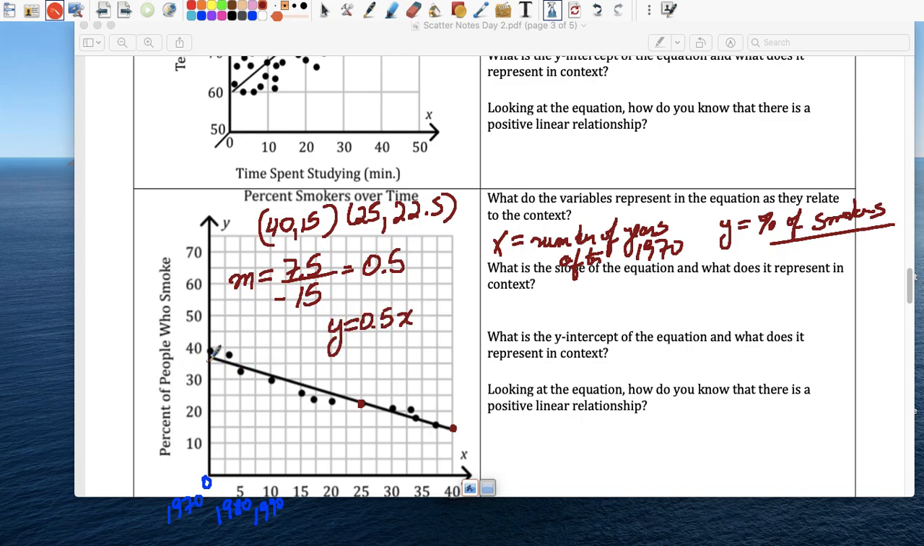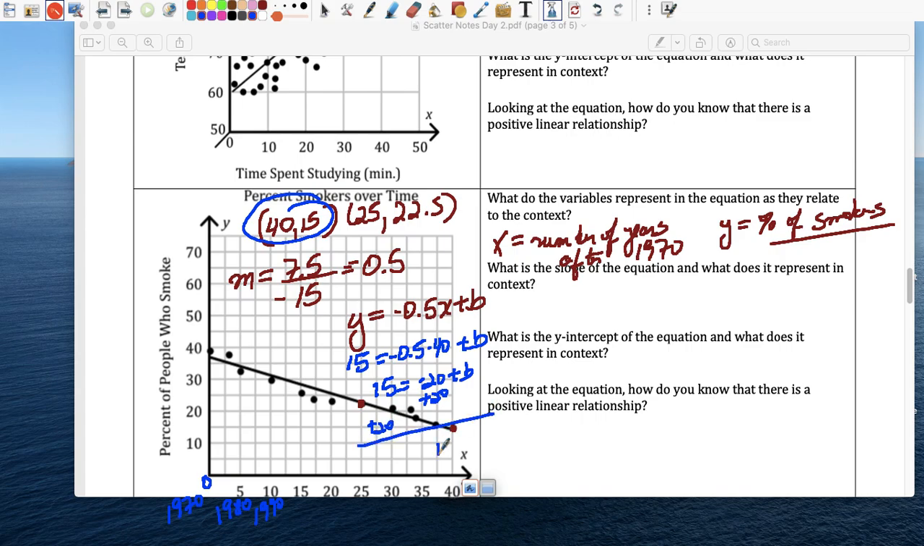And let's find b. Although you can see b here, we can approximate b to be 35, 37, but let's find b the old-fashioned way. First of all, sorry, my slope should be negative, so let me rewrite this. Now I need to find the y-intercept: y equals negative 0.5x plus b. Let's pick a point. I'm going to use this one over here. So y is 15, negative 0.5 times 40 plus b. 15 equals negative 20 plus b, so we add 20 to both sides, and b equals 35.